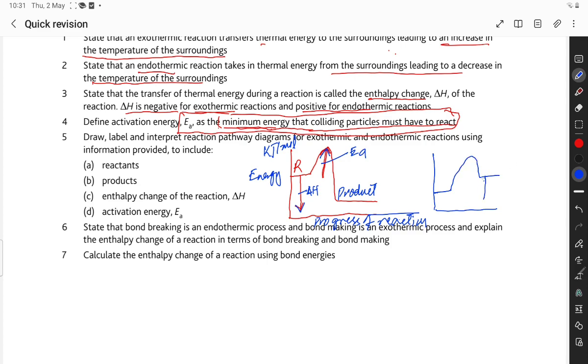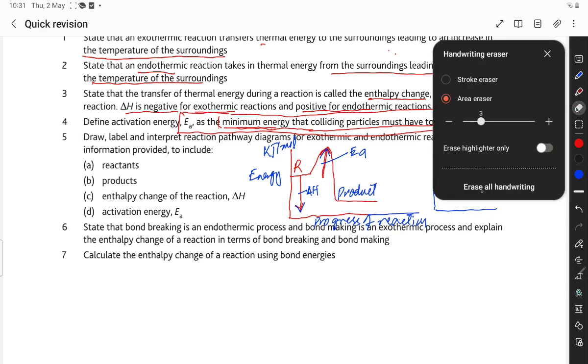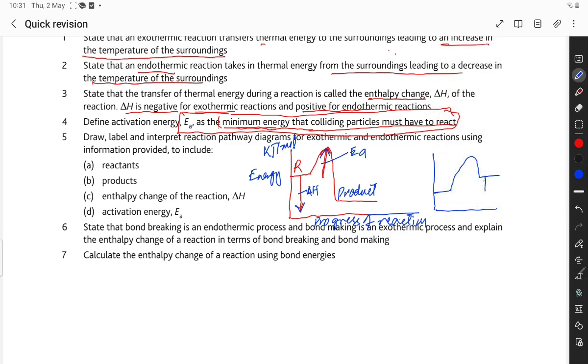This is the enthalpy change, and this is the activation energy, delta H, reactant and product, and similarly progress of reaction and energy.